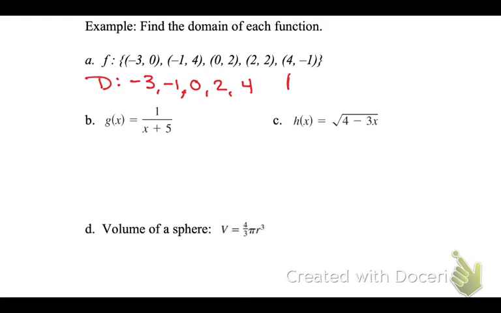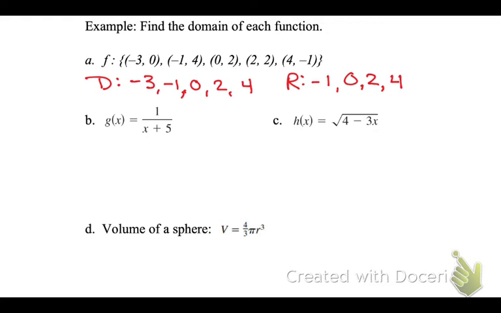Okay, what's the range? 0, 4, 2, 2. Okay, order. Least to greatest: -1, 0, 2, 4. And why don't we say 2 twice? Because it's the same number. We don't have to say it twice.